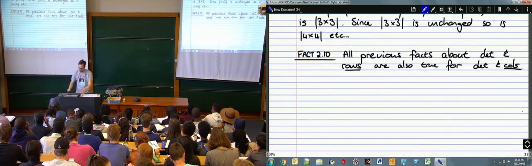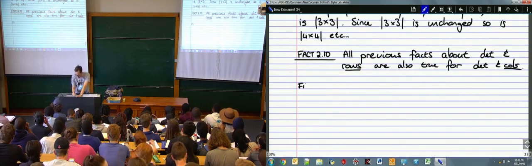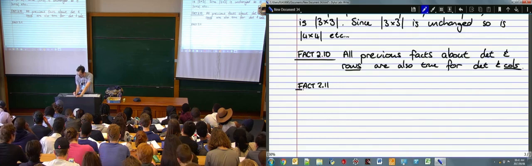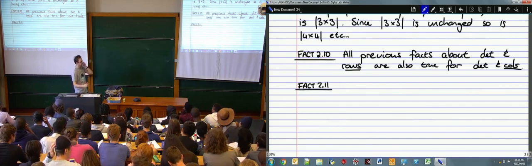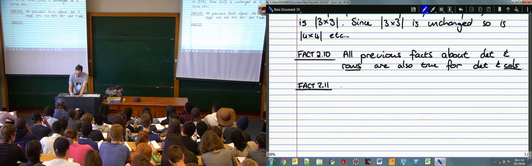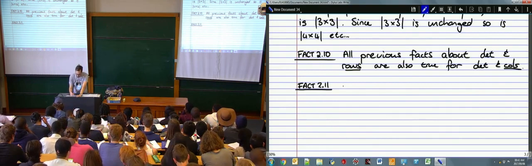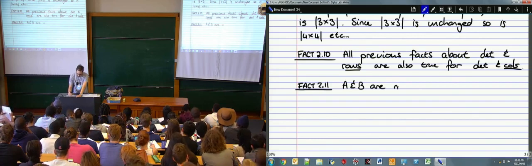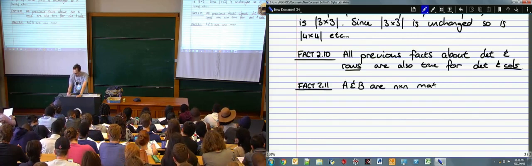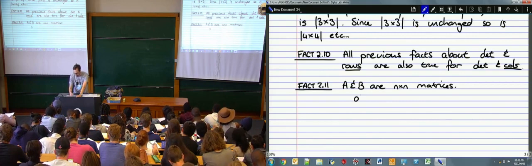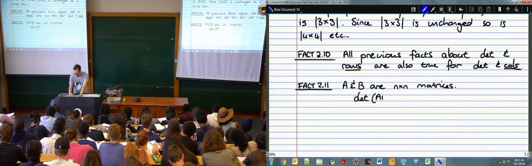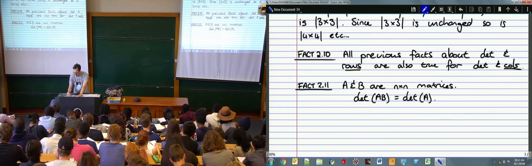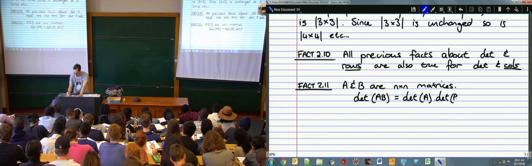Fact 2.11, very important, but we aren't really going to be able to prove it, although I can actually explain the proof to you. The proof is not so hard. But if you've got two square matrices, A and B, that are n by n matrices, then the determinant of AB is equal to the determinant of A multiplied by the determinant of B.